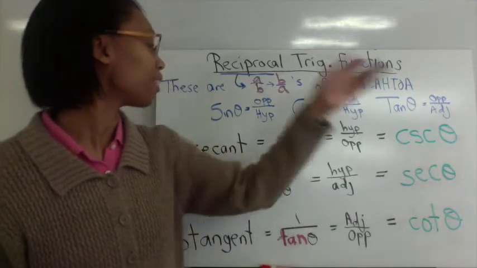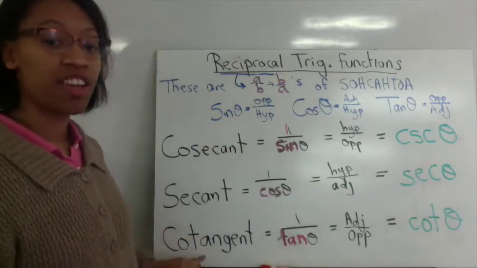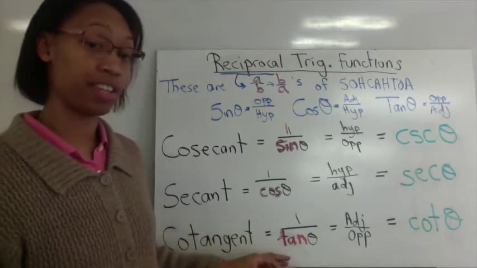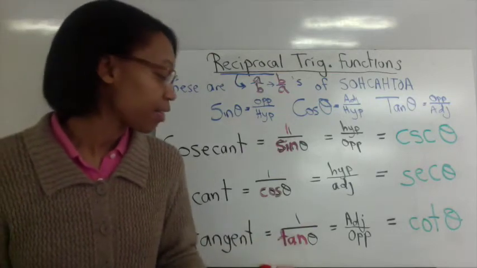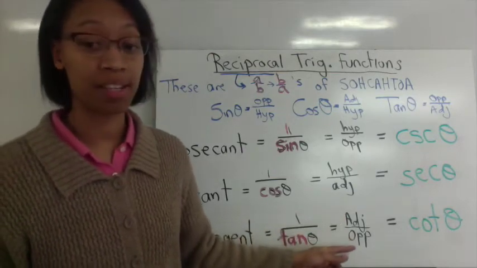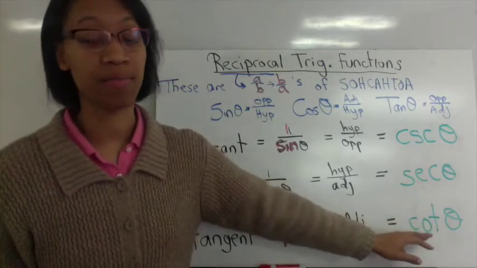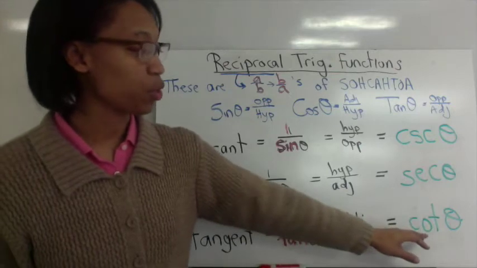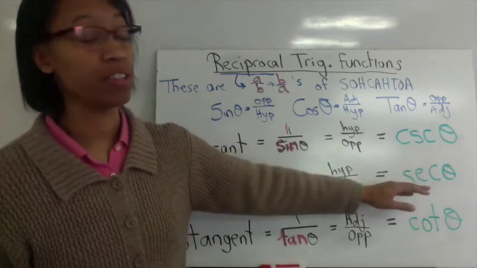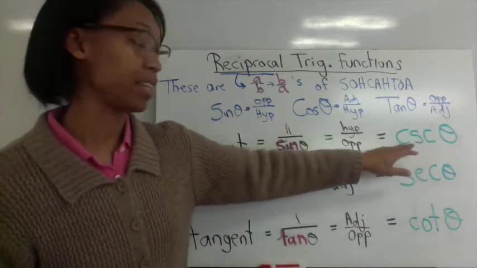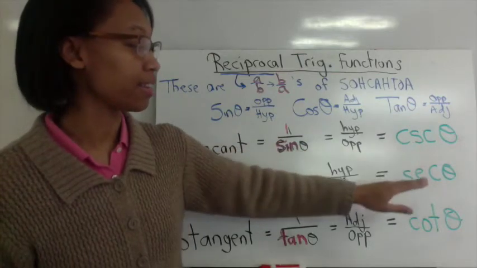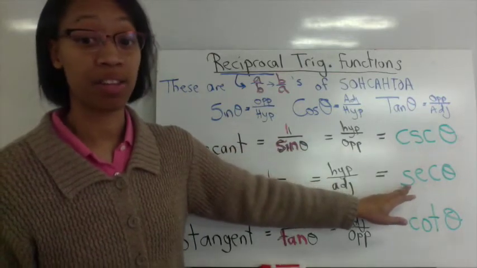And then lastly we have the cotangent. The cotangent is 1 over the tangent, and that means it's adjacent over opposite, and the cotangent is abbreviated COT. So cotangent's the easiest one to remember. Make sure you don't get these two confused. The cosecant goes with the sine. The secant goes with the cosine.